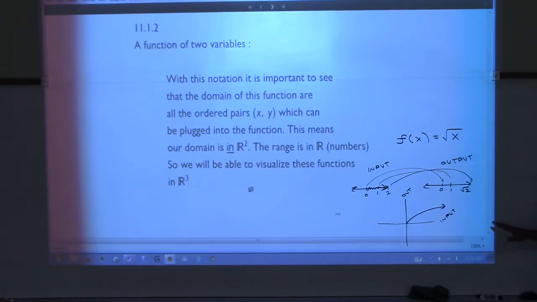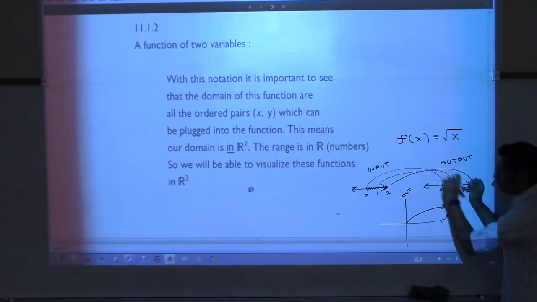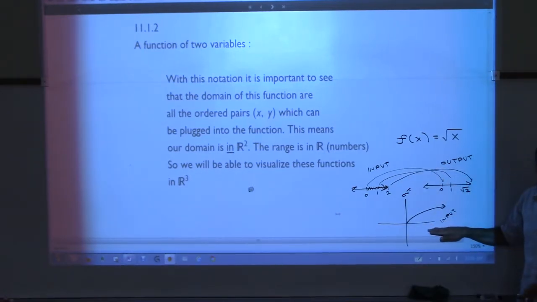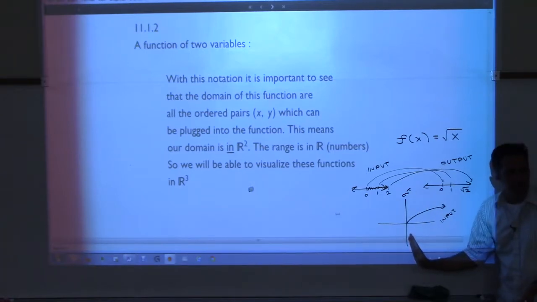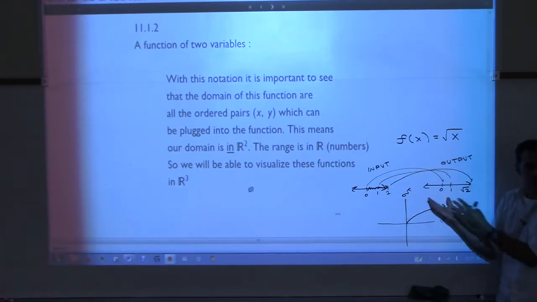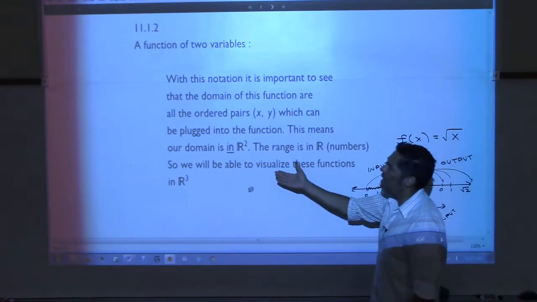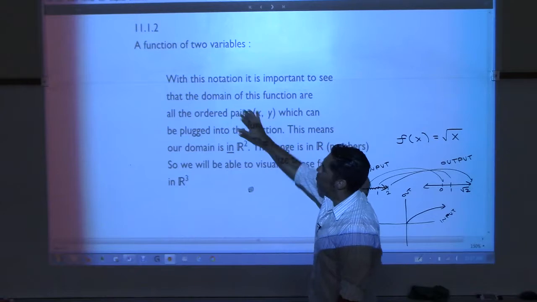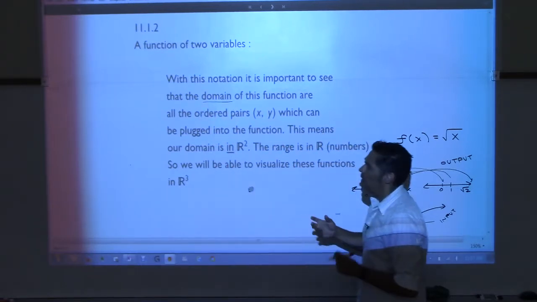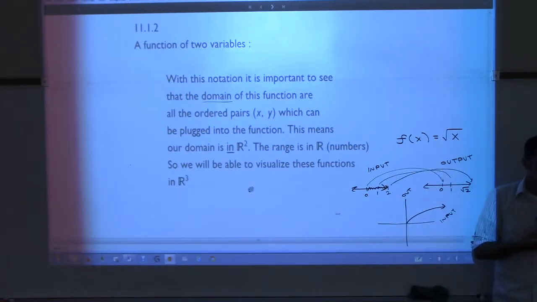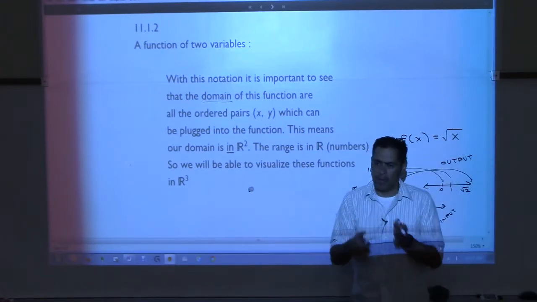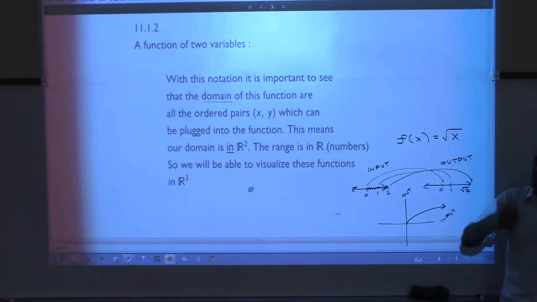Agreed? Now, what I want you to realize here is that when we visualize this function, this axis is our input, this axis is our output, right? So we need 2 dimensions to visualize this function. Understand? What I'm saying in this note is that the domain of a function of x and y requires 2 dimensions for the input, because you have to put in ordered pairs. And then it spits out a single number, doesn't it? So it looks more like this.